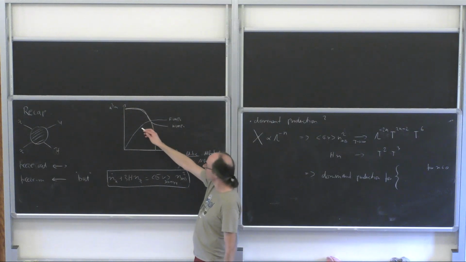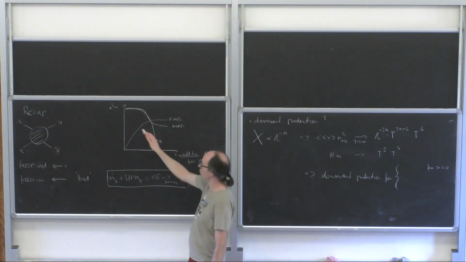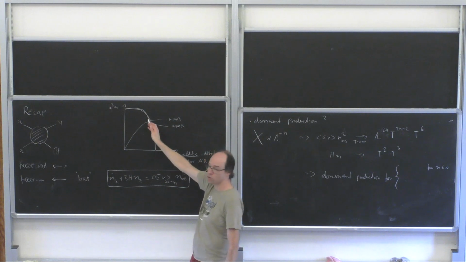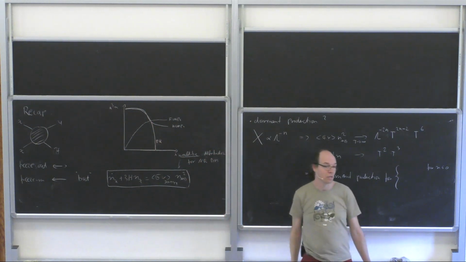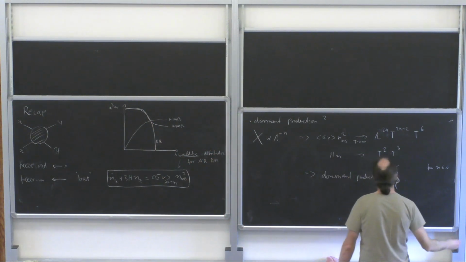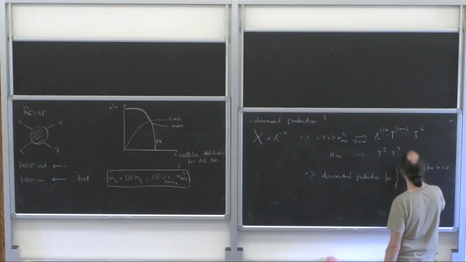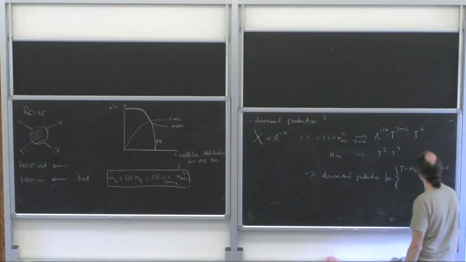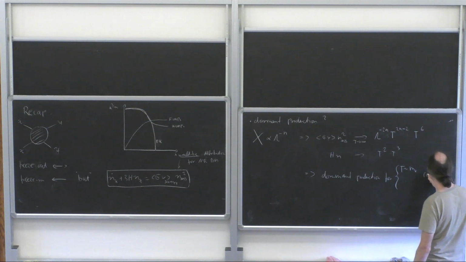When the production stops, and this is a log-log plot, so it's actually the dominant production in this regime, roughly the scale of the dark matter mass. So this is for T around the dark matter mass. So this is called IR freeze-in.